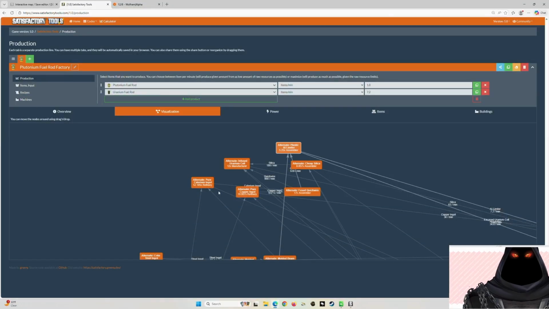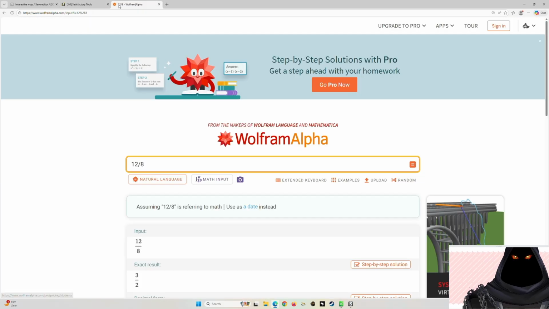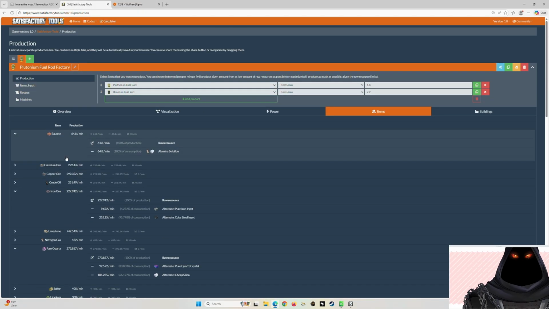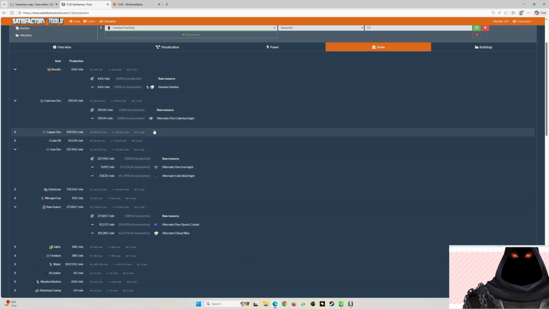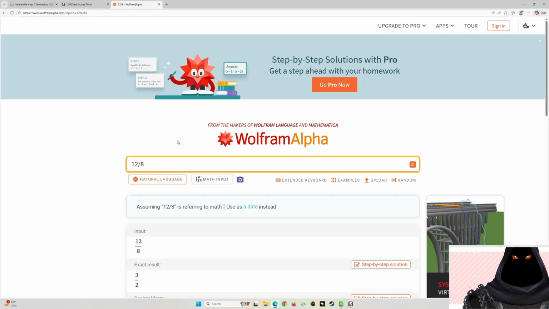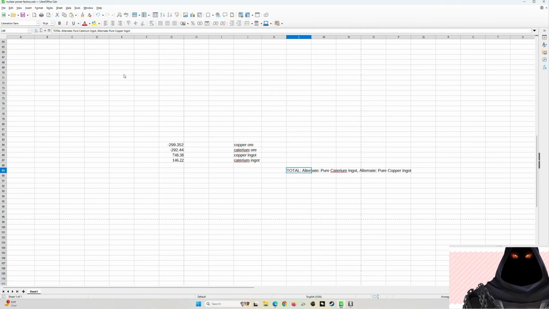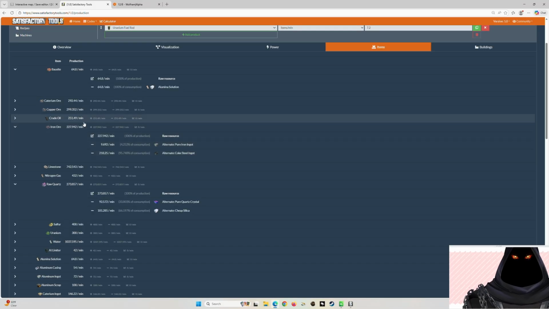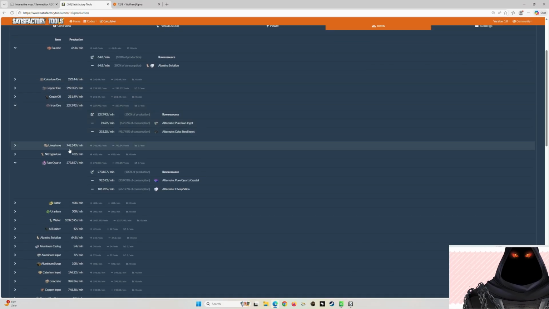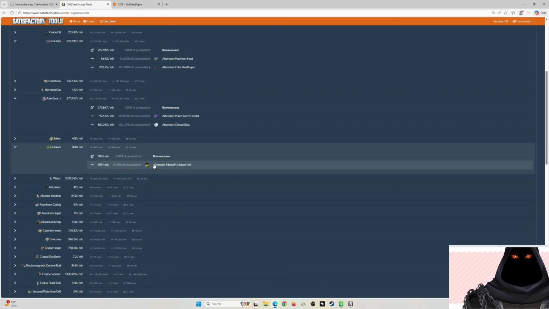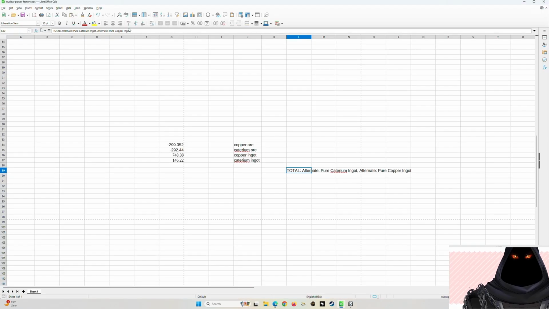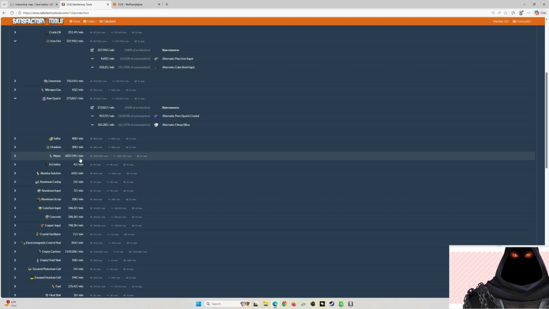So we are going to put this in our spreadsheet. This is going to give us hopefully a massive reduction in terms of things being used. I already started tallying things up for this. We're gonna use the alternate fuel rod.